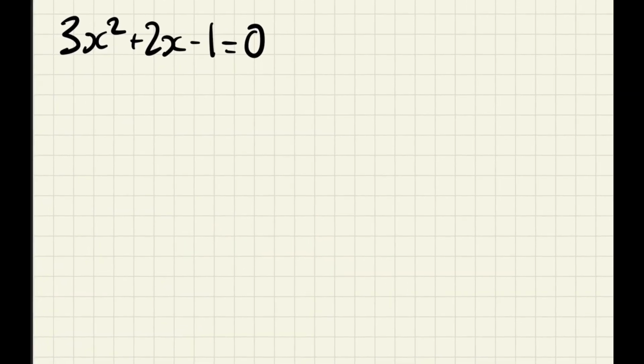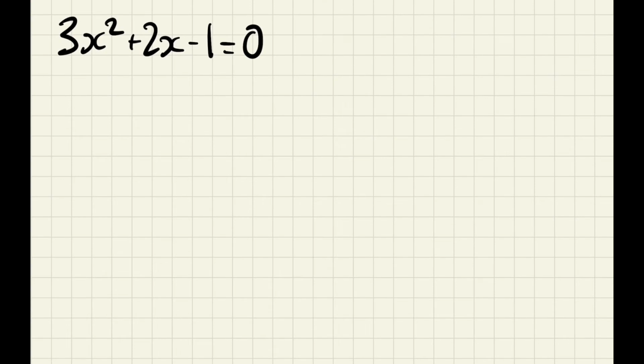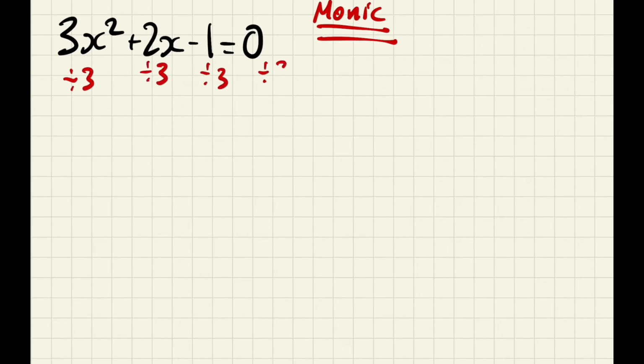Now let's look at an example of solving quadratic equations by completing the square with a non-monic quadratic. So let's say this time we have 3x squared plus 2x minus 1 is equal to 0. So once again, we need to make sure that when we're using the completing the square method, our equation must be monic, okay? Now to make our equation monic, all we need to do is divide each of our terms in our equation by 3, and that'll make sure that x squared only has a 1 in front of it, because 3 divided by 3 is 1.